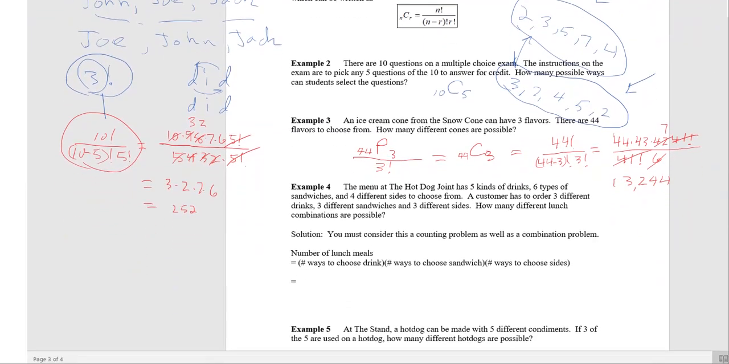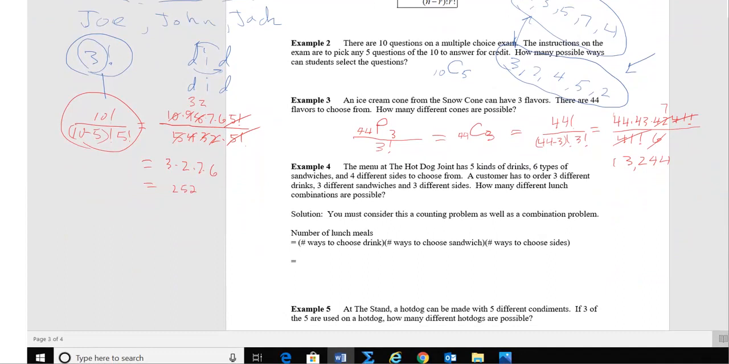Okay. At the hot dog joint, you got 5 drinks, 6 sandwiches, 4 sides. Customer has to come in and order 3 different drinks, 3 different sandwiches, and 3 different sides. How many different lunch combinations are possible? So he's coming in, looks like he's ordering maybe 3 meals. And in those 3 meals, he has to have a different sandwich, and a different side, and a different drink. Or maybe he wants to know how many ways he can do this.